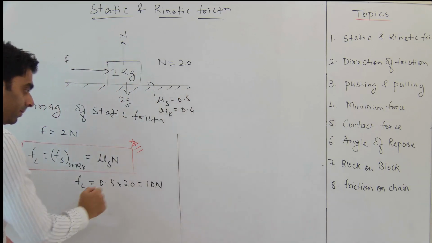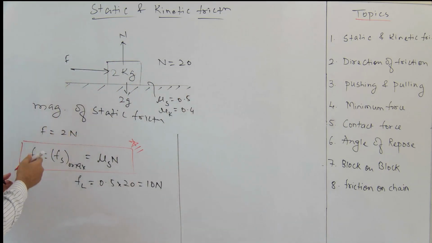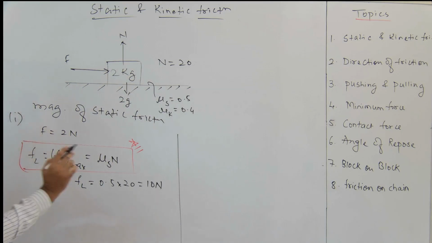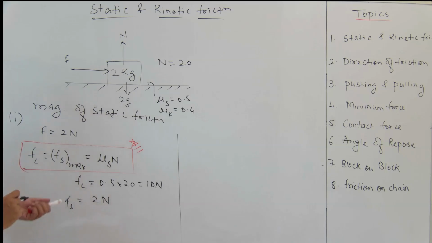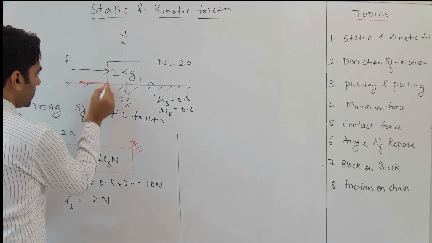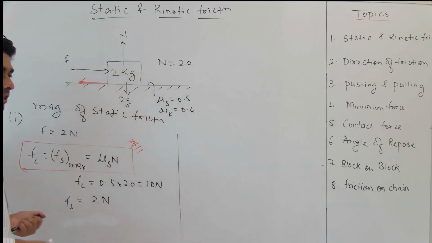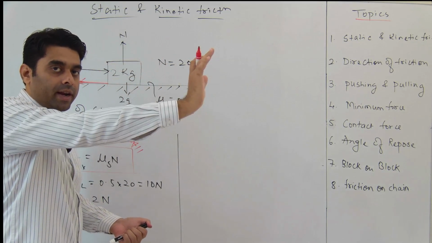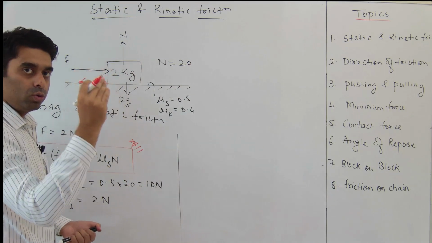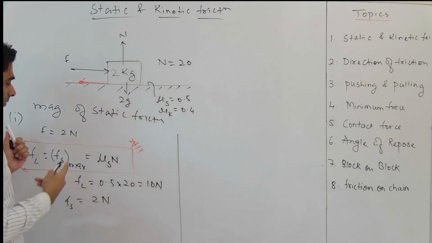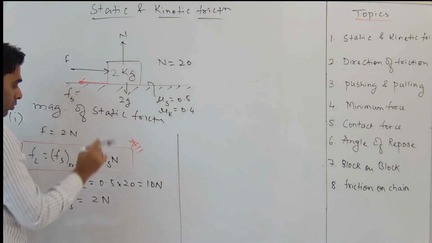So limiting friction is 10 Newton. We are applying a force of 2 Newton. How much will be the friction acting on it? Friction will be static and it will be equal to 2 Newton only. Static friction acts towards the left, because the tendency of motion is towards the right; the force is acting towards the right, so friction must act towards the left to stop the block from moving. So static friction value in this case is 2 Newton.